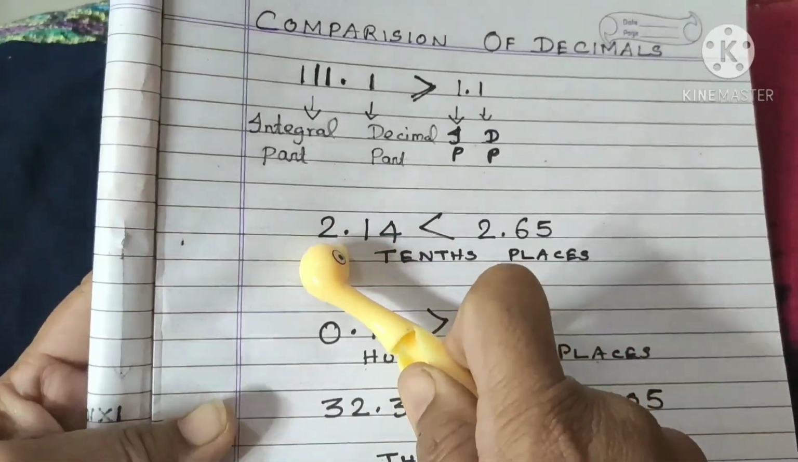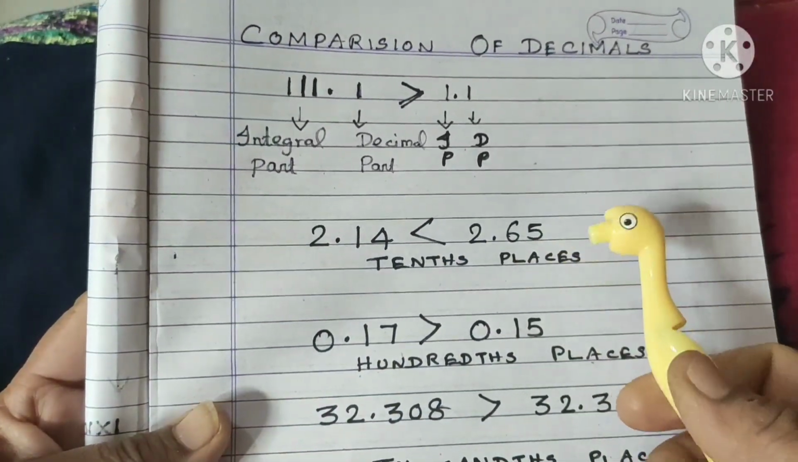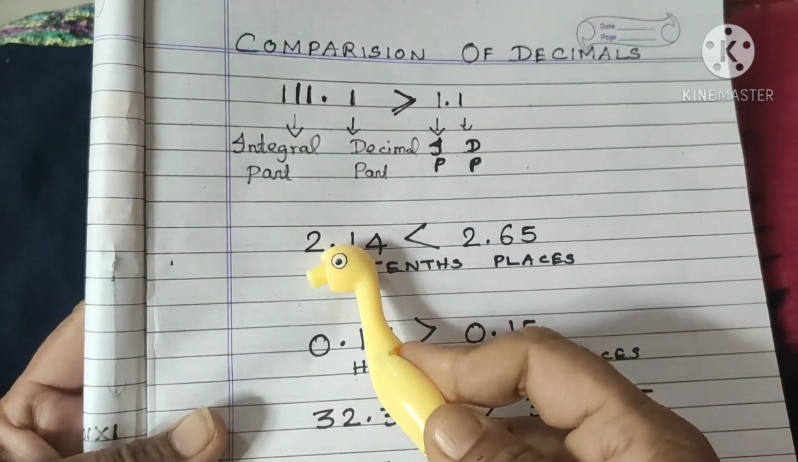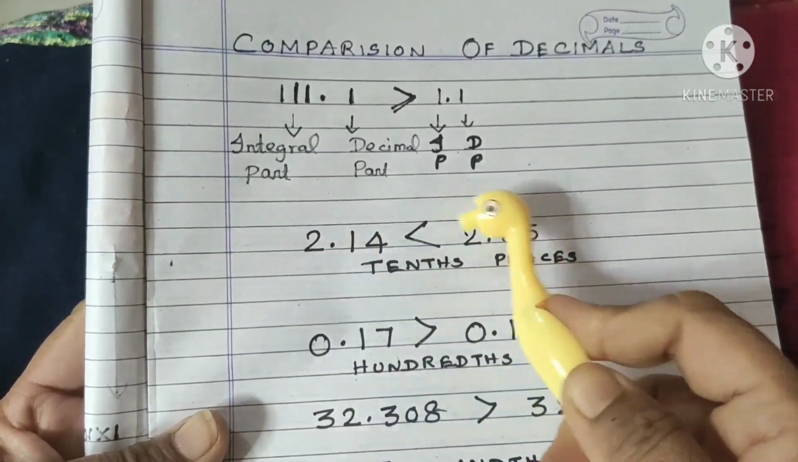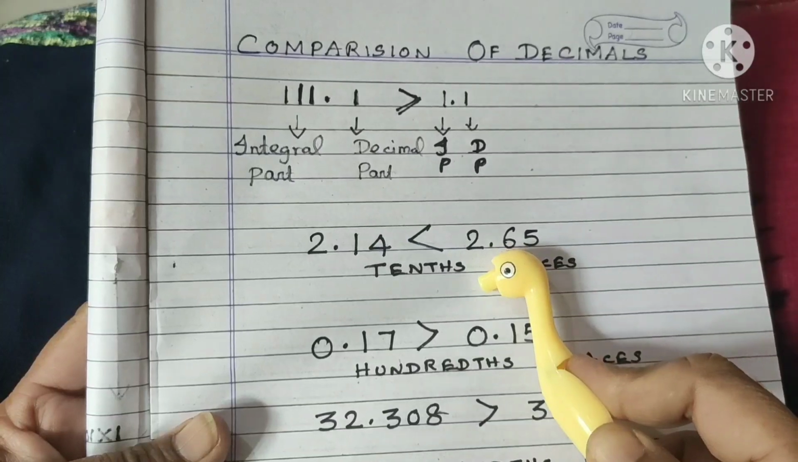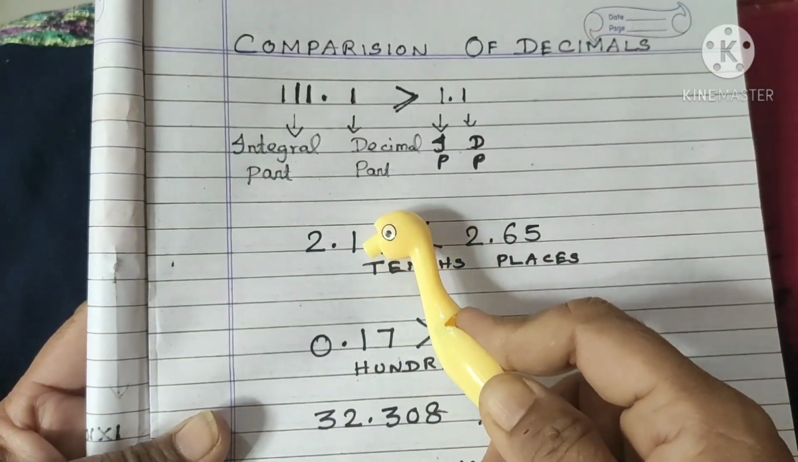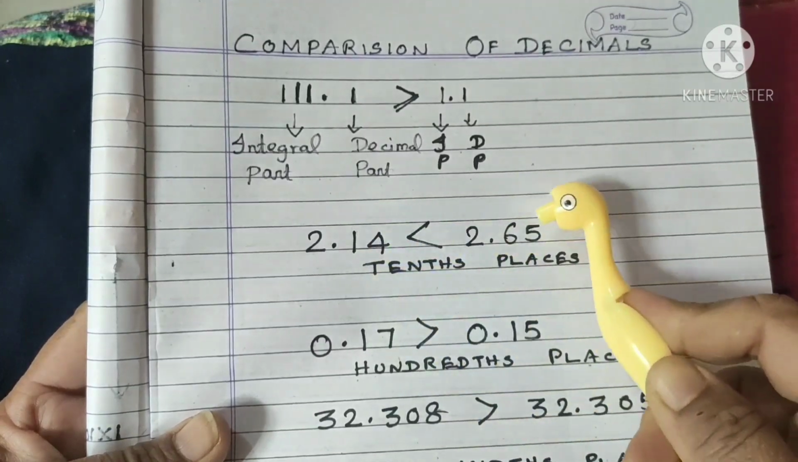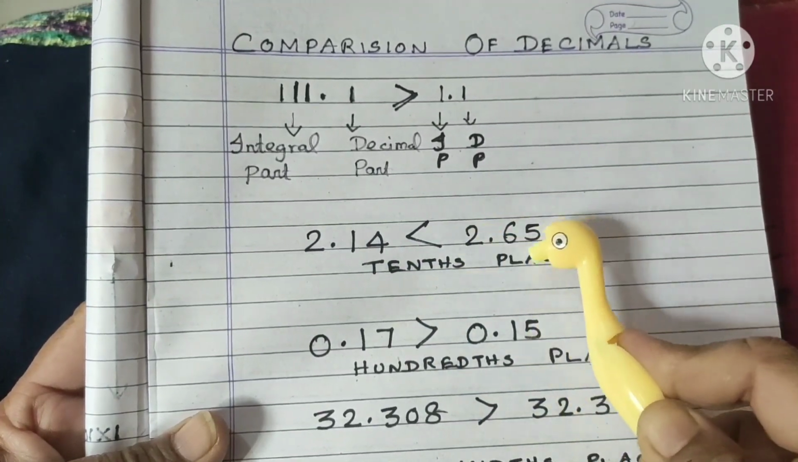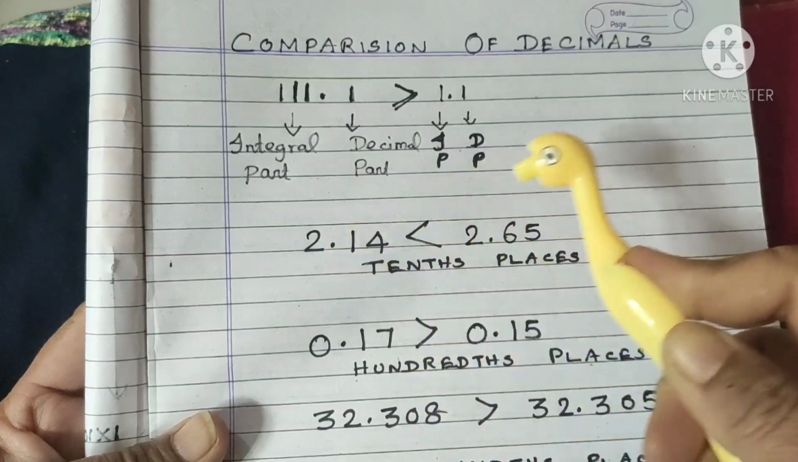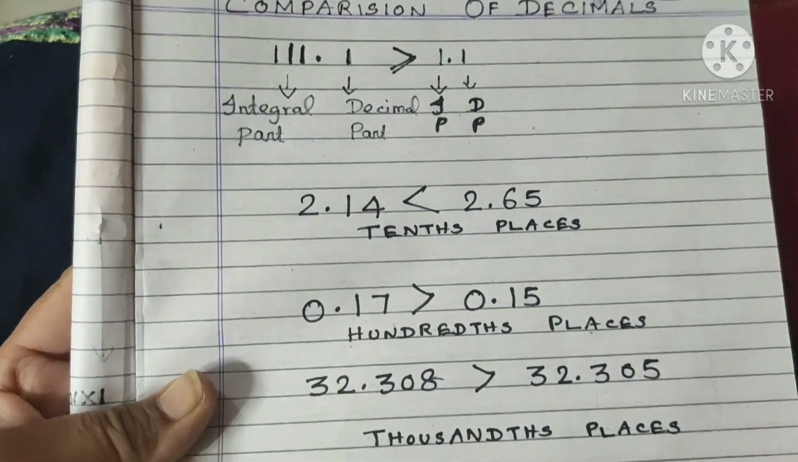Here 2.14, 2.65. Here the integral part is 2 in both places. Then you compare the tenths place. Tenths place, the number is 1. Here the number is 6. So 2.65 is greater than 2.14.